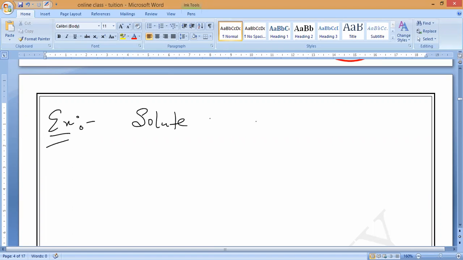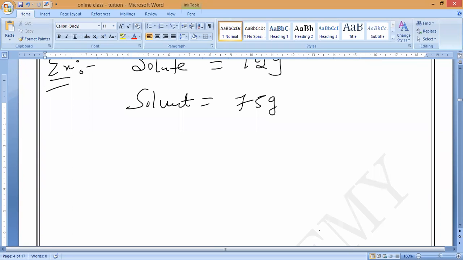Solute is equal to 12 grams. Next, solvent is equal to what? Solvent, 75 grams. Now, observe very carefully, all of you. I can say 75 grams of solvent is equal to 12 grams of solute.